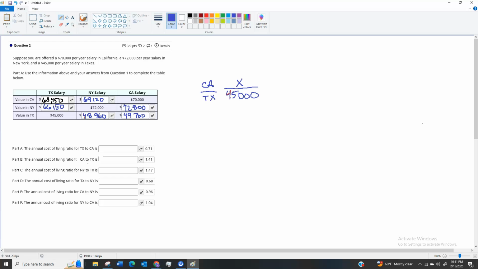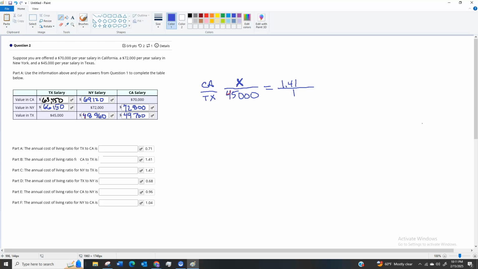Again, it works to do it the other way around. It's just that Lumen has it set up this way, and so we get an answer that's a little bit off and Lumen doesn't count it correctly. So we want to make sure that what we're looking for, what we don't know, is on top. What we do know is on the bottom. And then over here, again, we want California, Texas. So we go California to Texas. That would be 1.41 to 1. Don't know California, have Texas. This is the ratio of California to Texas.